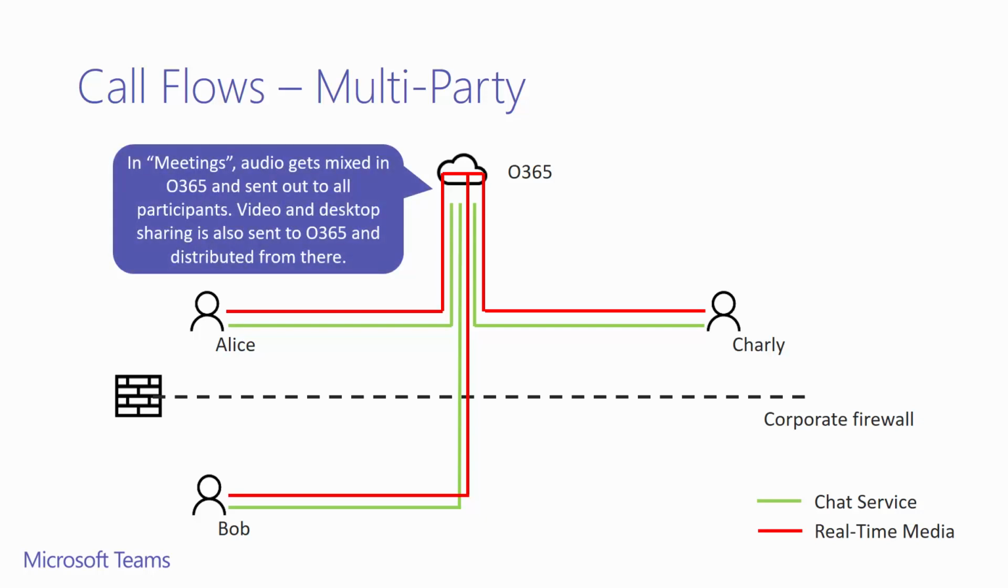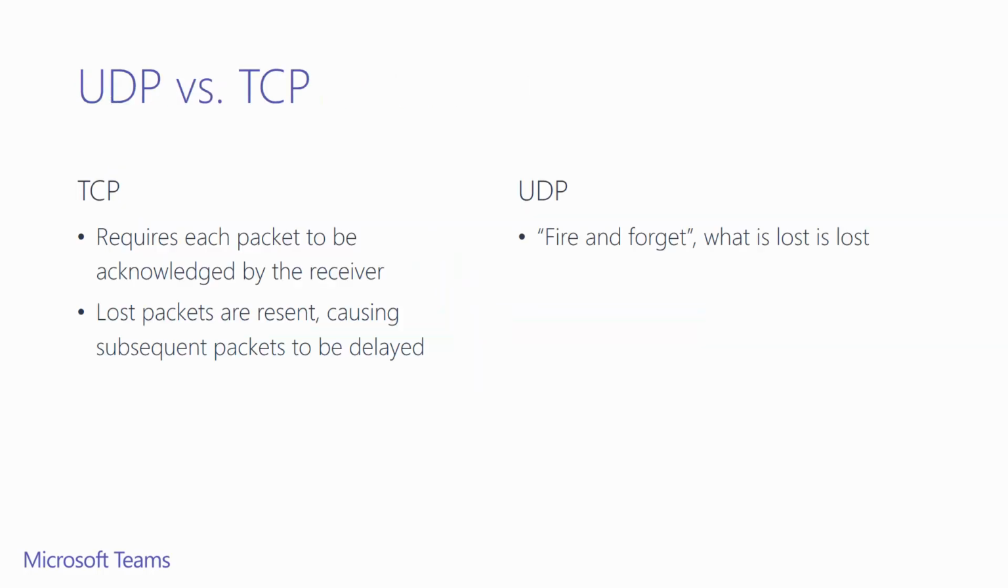The conferencing service, as described before, will mix the audio streams and send down only one to each user. It will also distribute the video and screen sharing streams to all participants. This means that each participant will establish a connection to Office 365 for real-time media on the same ports as the previous scenario.